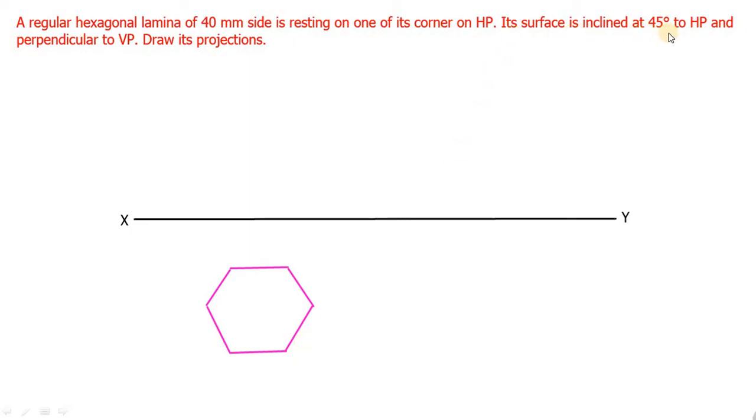Its surface is inclined 45 degree to HP. That is the second position of the diagram. So let us start the simple projection. So first draw XY reference line. Since it is resting on HP, the true shape of the plane, that is hexagon, will get visible on top view. So that's why we have drawn the hexagon on top view.